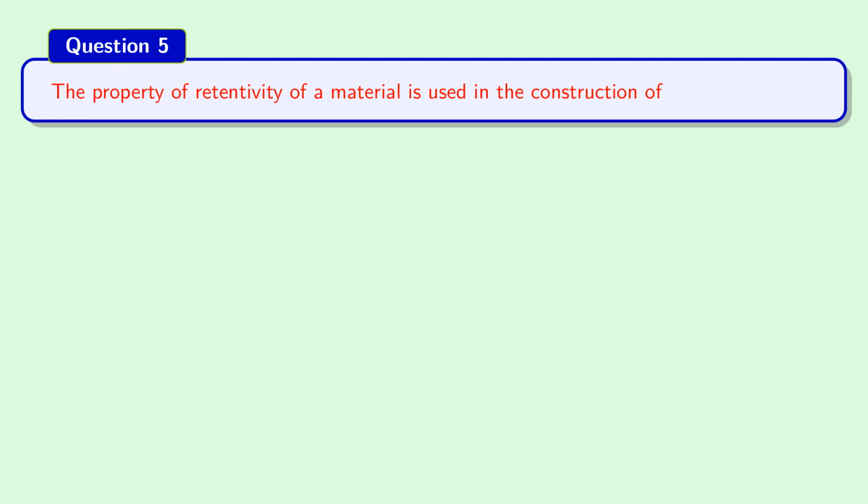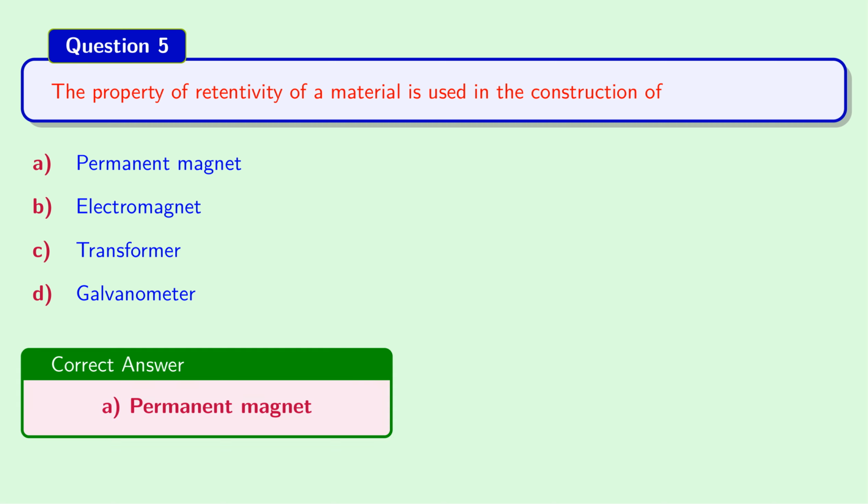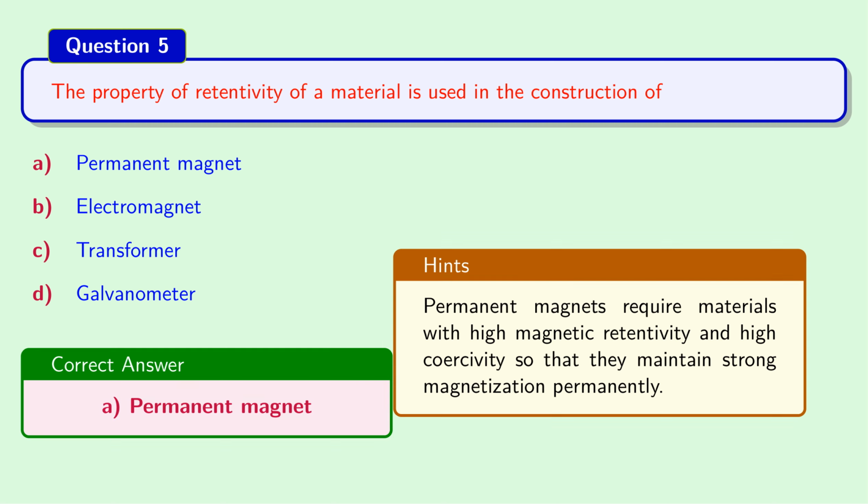Question 5. The property of retentivity of a material is used in the construction of. Your options are A. Permanent magnet, B. Electromagnet, C. Transformer, D. Galvanometer. Correct answer is option A, Permanent magnet. Quick tip for this question.